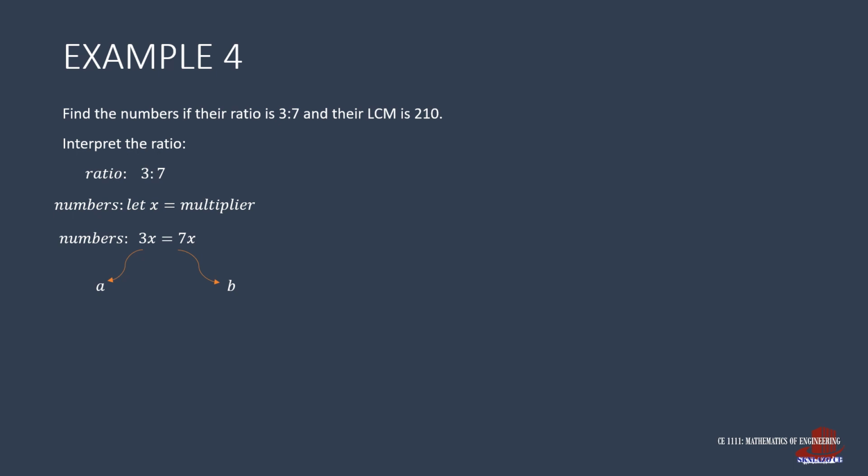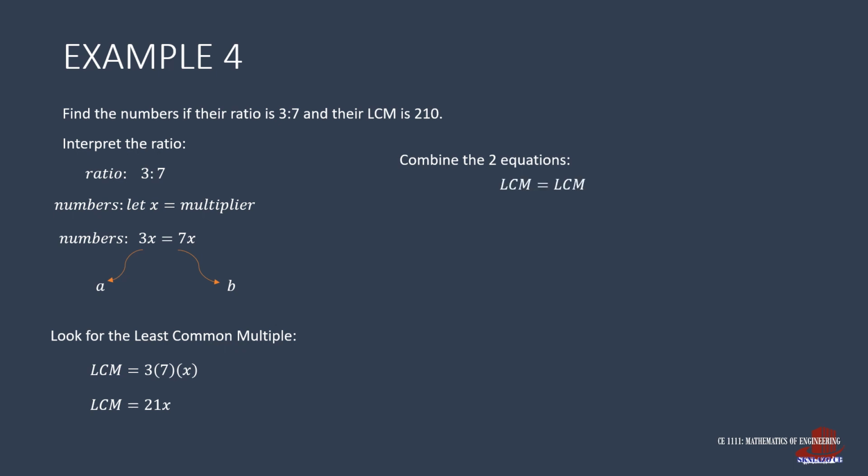We have to use these numbers in a manner we can equate to the second equation, and that is by taking their least common multiple. Their LCM is 3 times 7 times x, or that is 21x. Now that we completed the other equation, we can combine the solved LCM with the given LCM, or that is 21x as equal to 210. Divide both sides by 21 and have x as 10.